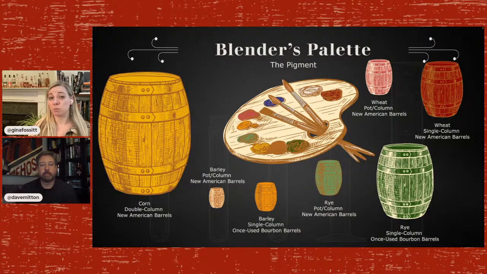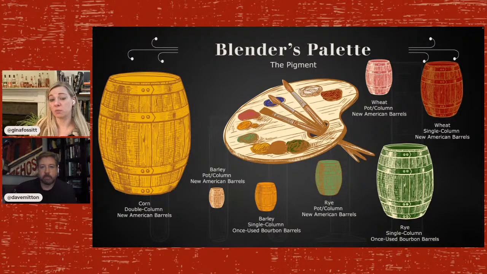Aged in once-used bourbon casks, so giving us those dried fruit notes in the maturation. Almost an equal amount, not quite, but a lot of rye going into this as well. Another type of rye that's pot distilled in brand new oak. Remember tasting lot 40? That's lot 40 right there.